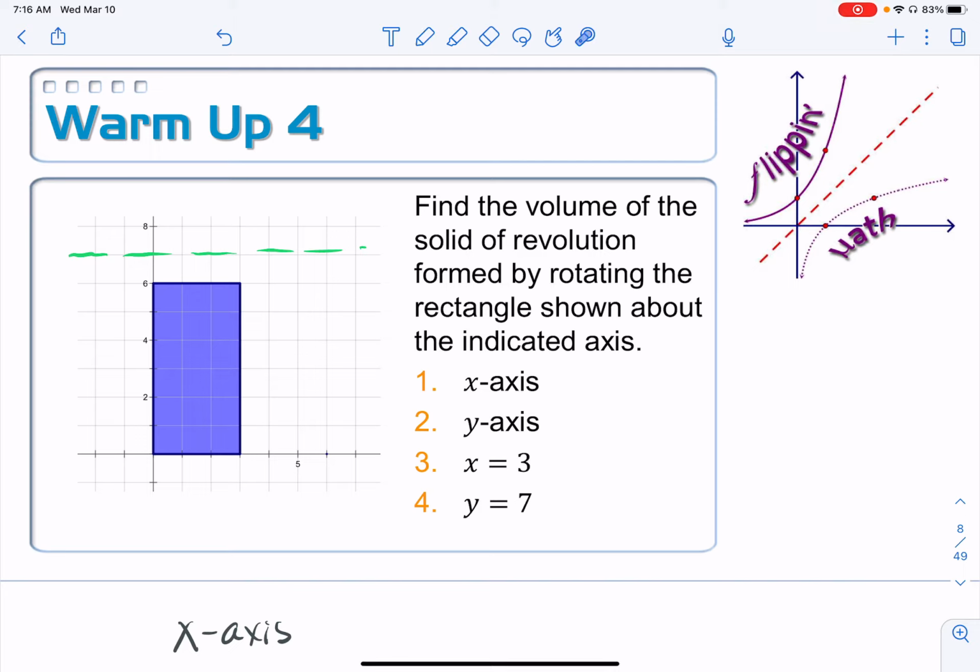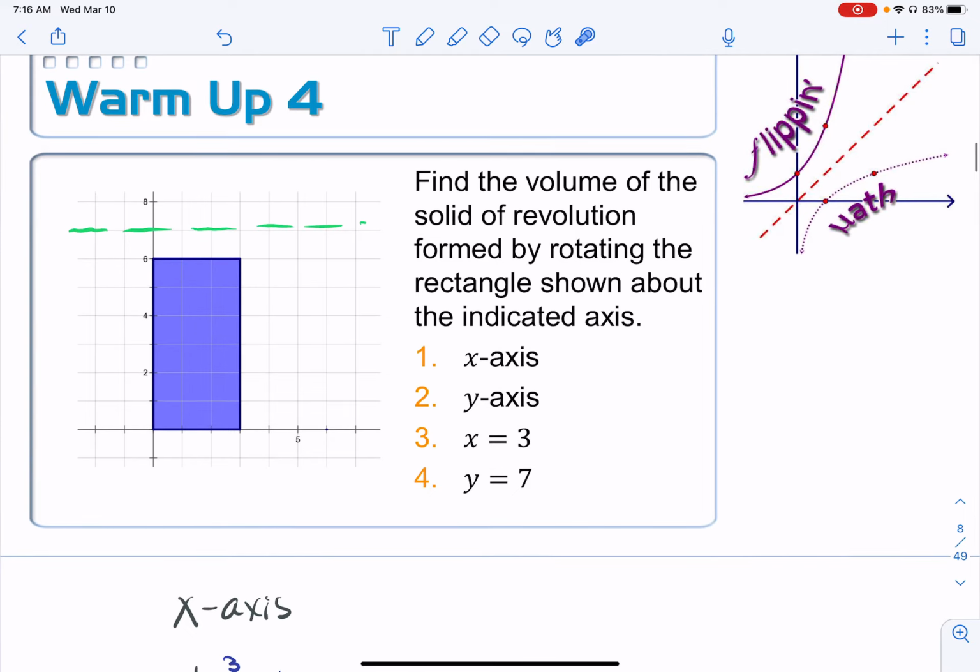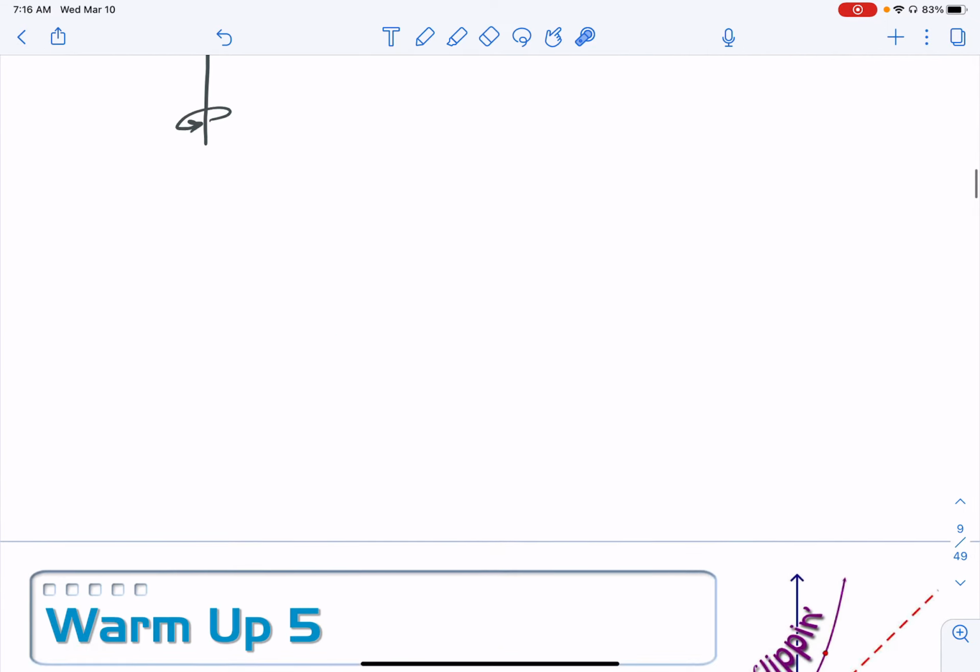This horizontal axis y equals 7, and when I revolve it around, do you see this little white space that's right here? It's going to create a hole. So think of this as like a roll of toilet paper. Let's see if we can draw something like this. And this should be the last one.